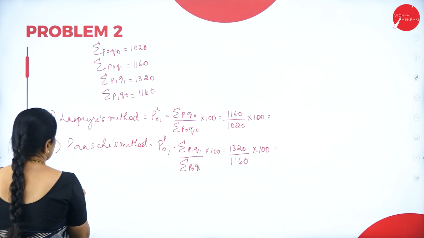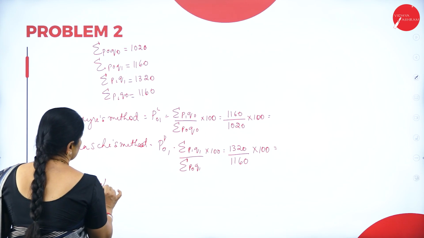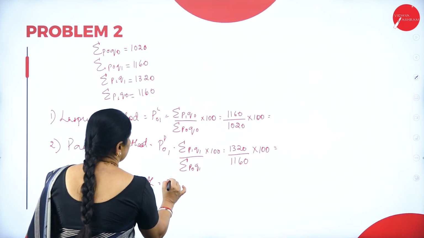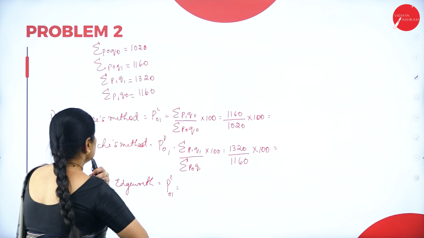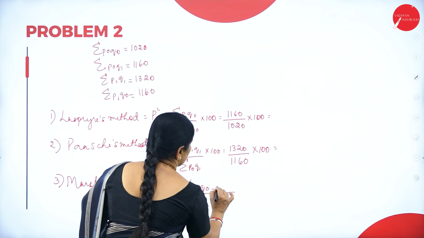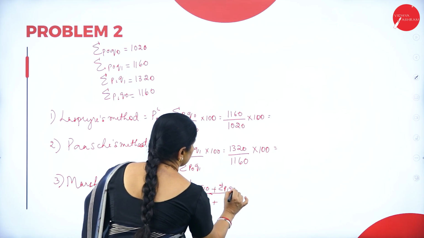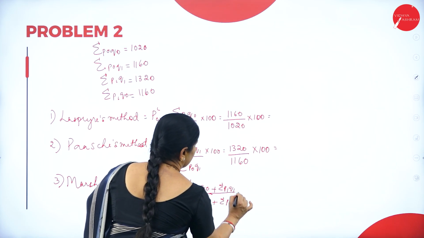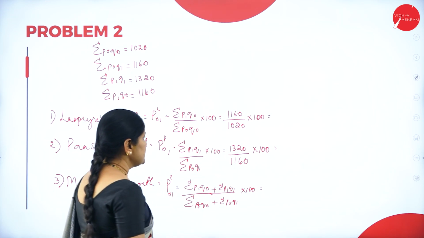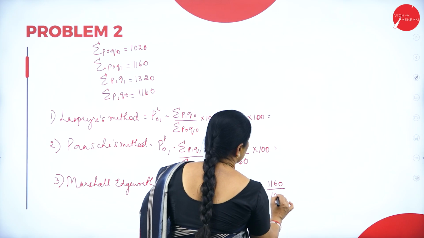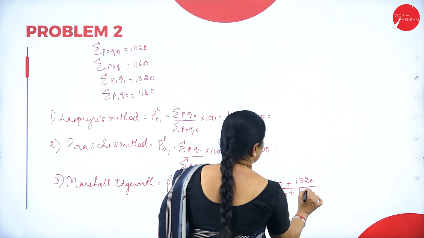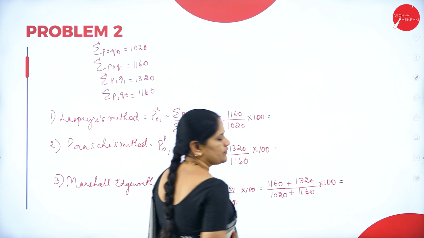Then the third one is Marshall-Edgeworth. Marshall-Edgeworth will be P01, equal to sigma P1Q0 plus sigma P1Q1 by sigma P0Q0 plus sigma P0Q1 into 100. This is nothing but a combination of Laspeyres' and Paasche's. So 1160 plus 1320, by 1020 plus 1160, into 100. So we get the answer.